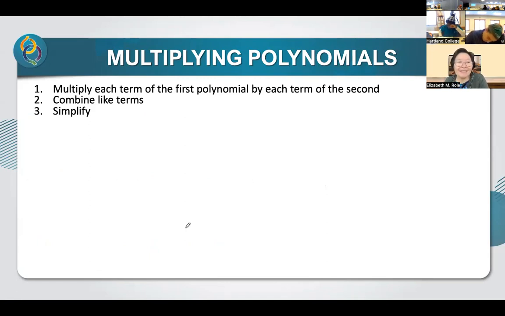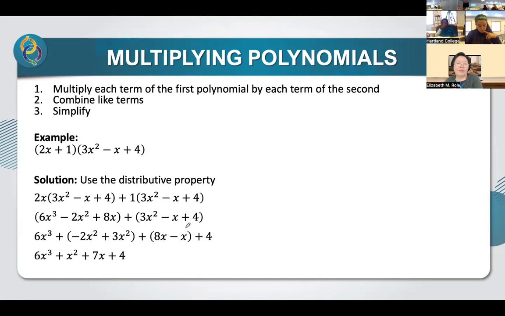Okay, so again, the combining like terms will be there. But in multiplication of polynomials, we'll be using the property of real numbers called the distributive property. Where we now distribute the term of the first polynomial to the term of the second polynomial, and then we do the multiplication. All right, so the distributive property.